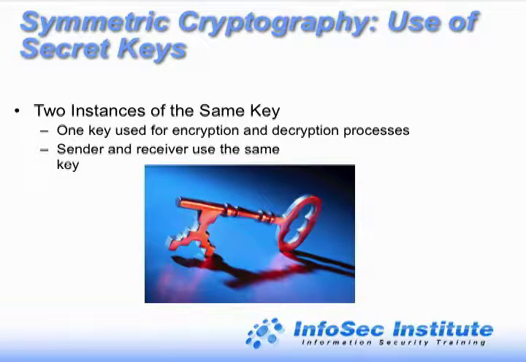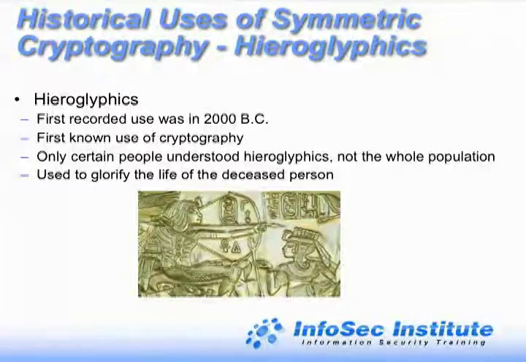Okay, symmetric cryptography. Use of secret keys. You have two instances of the same key. And the issue is, let's say you have 20 people in the room, they're using symmetric cryptography, and they all have the same key. So if you compromise any one of those 20 instances of the key, the entire crypto system is no longer valid, because the compromise is now leaking the data.